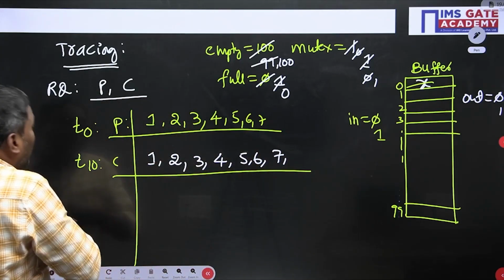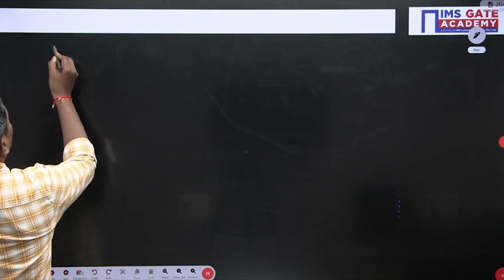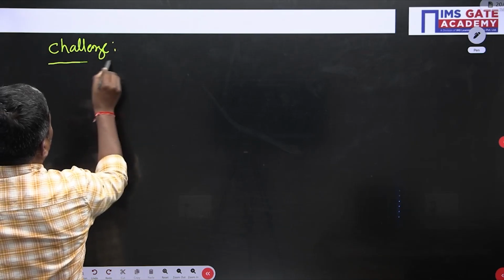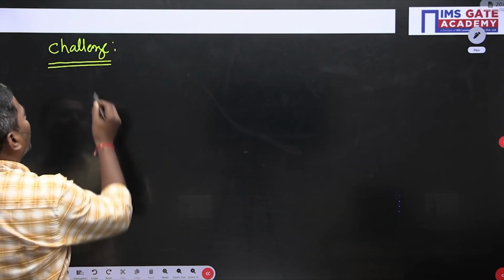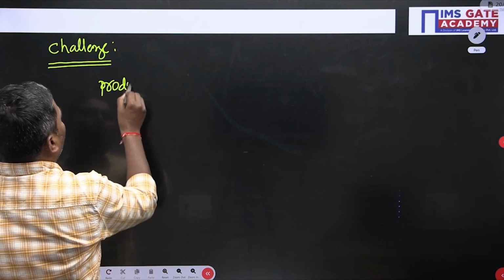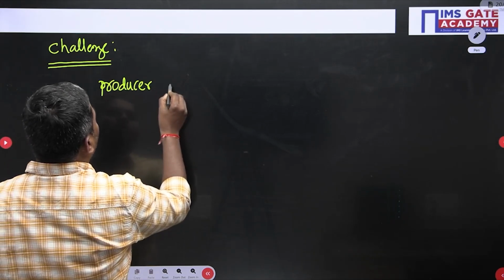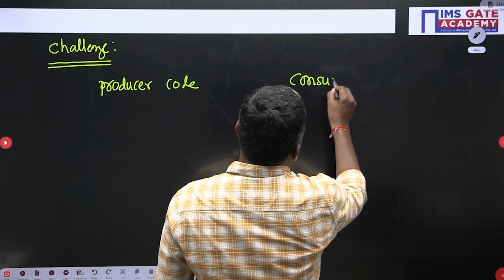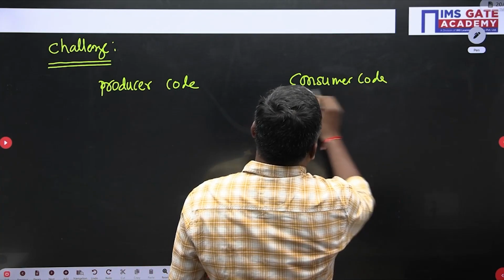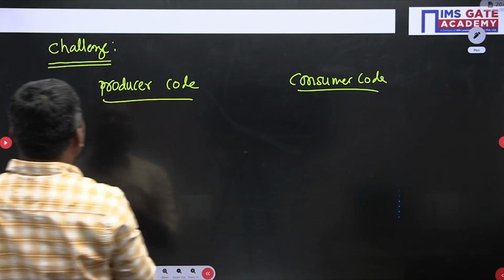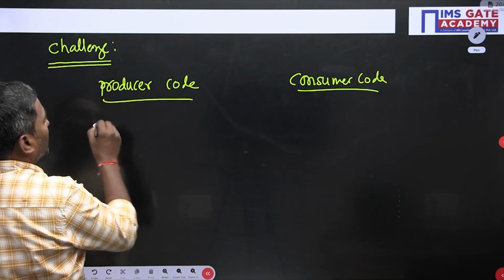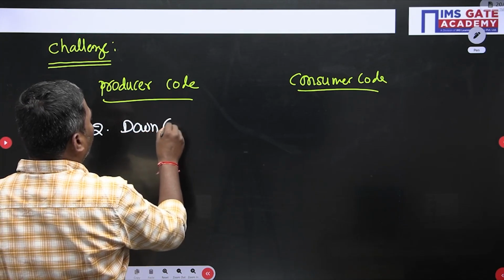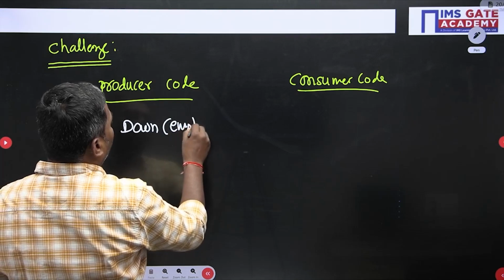And one challenge can occur here. During these semaphore operations, let's look at the producer code as well as the consumer code. What is statement number 2 in the producer code? Down on empty. Correct, down on empty.